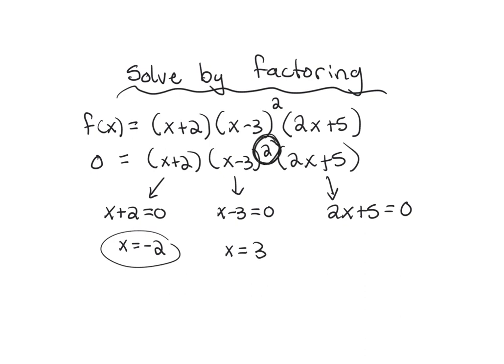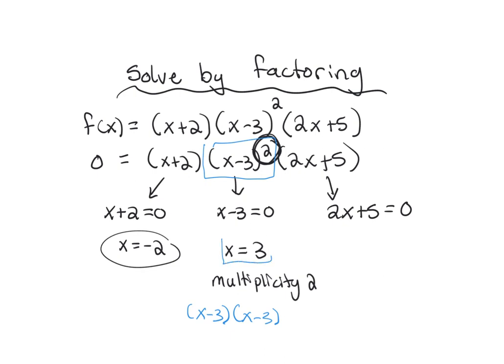But because of that exponent 2, we're going to say with multiplicity 2. And all that means is this x minus 3 squared means x minus 3 times x minus 3. Well, both of those factors are the same, so it's only producing one solution. But saying multiplicity 2 is just us recognizing that there were 2 factors that both produced that solution. And then the last one, x equals -5/2.